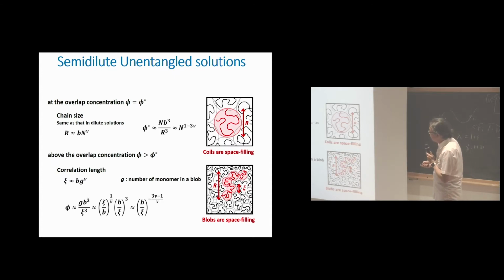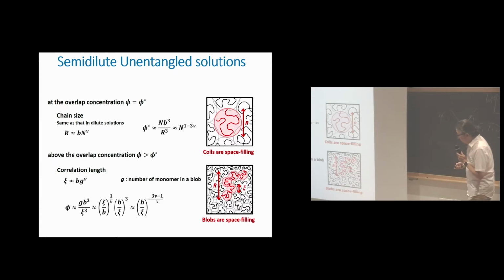At a concentration above the overlap concentration, you start to have the correlation length. So that's a small schematic like that. At a given chain in red, you have correlation blobs of the size ξ, the correlation length. And you can still have, of course, the size of this chain.